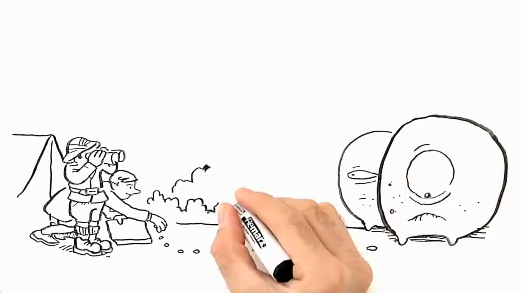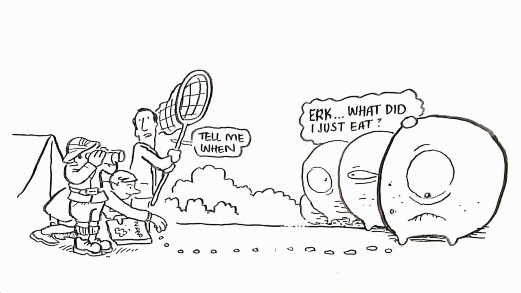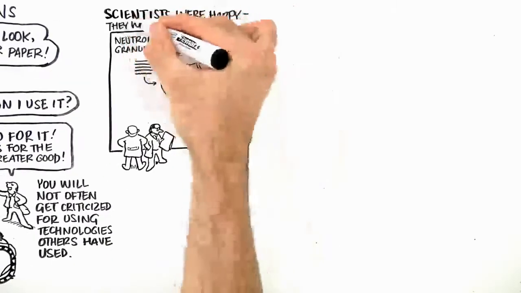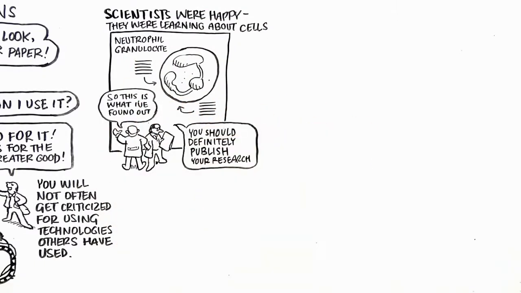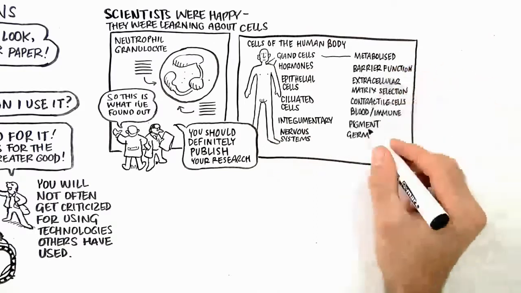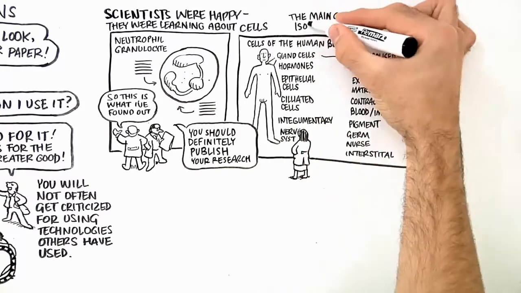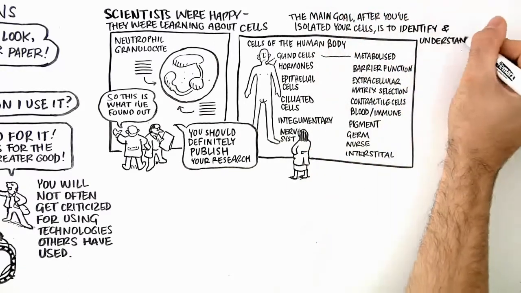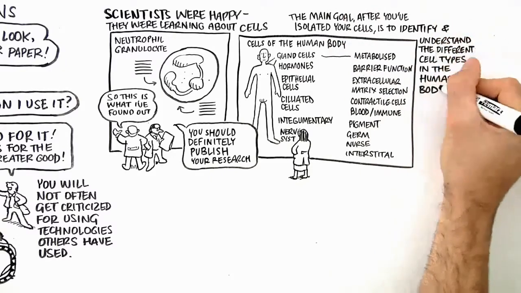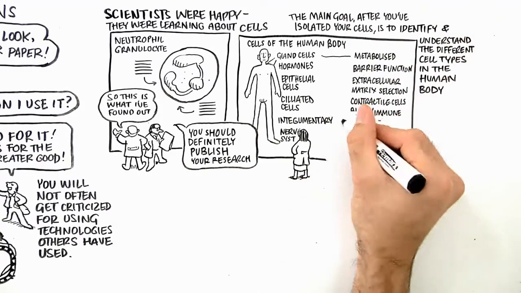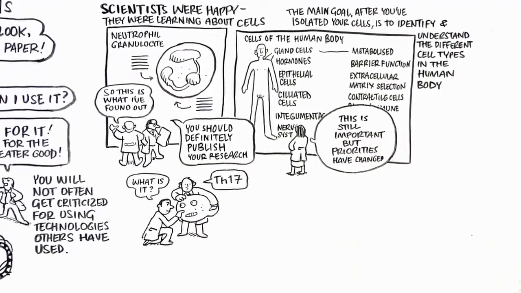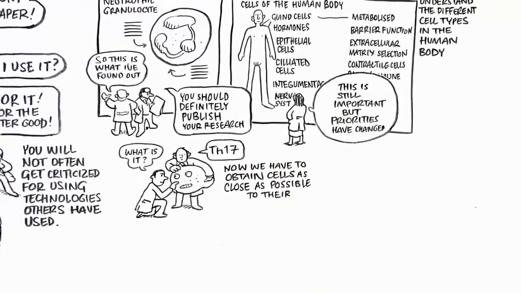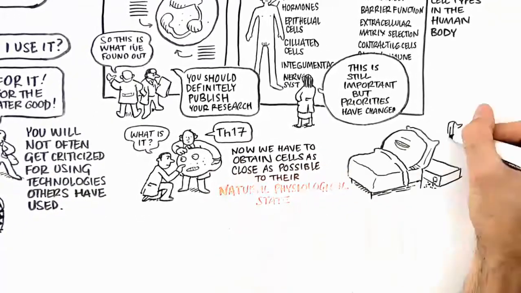For a number of years, cell isolation on the nanoplanet has been humming along. Scientists were happy, they were learning about cells, there was easy acceptance to publish. And until recently, this was all right. The main goal after you've isolated your cells is to identify and understand the different types in the human body. This is still important, but priorities have changed. Now we want to obtain cells as close as possible to their natural physiological state.